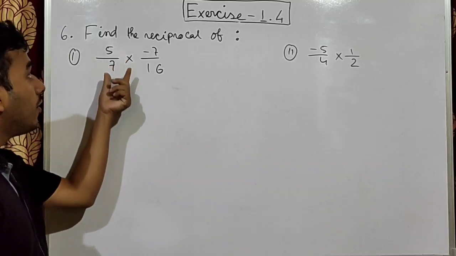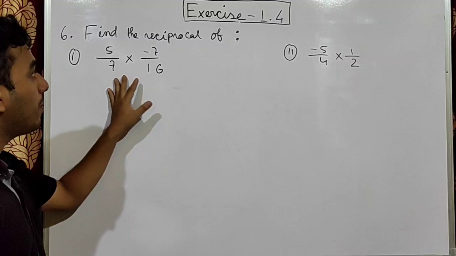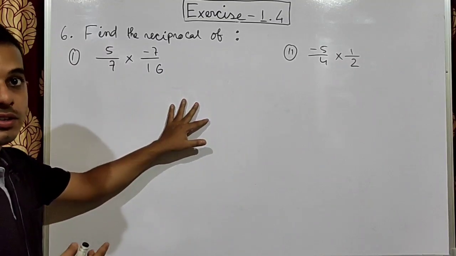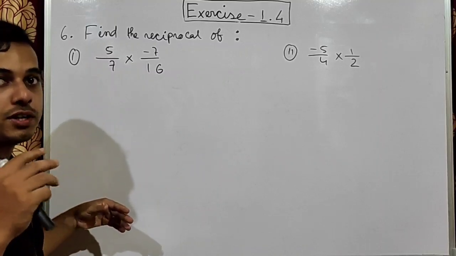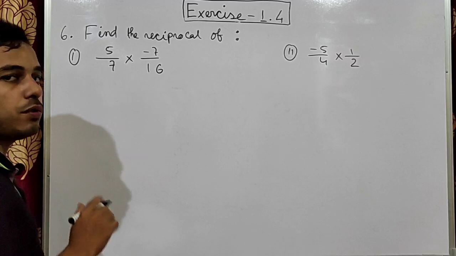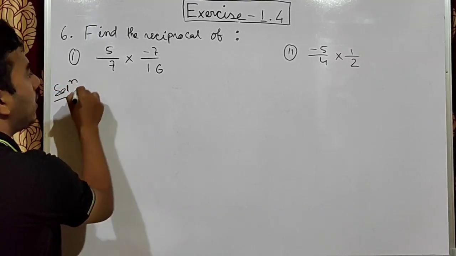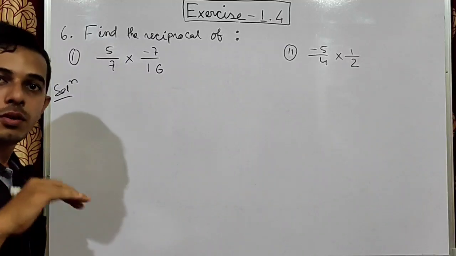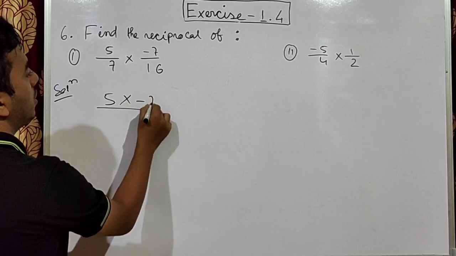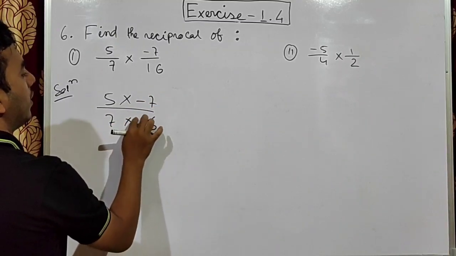Now directly finding the reciprocal of this expression is not possible, right? Because this is not a single fraction. There are two fractions, right? We have to convert them into one fraction. That is, if we find their product, it will be 1. So first of all, let us find their product. So how can we find the product? We will multiply numerator with numerator and denominator with denominator. So let's multiply numerator with numerator, denominator with denominator. Clear?